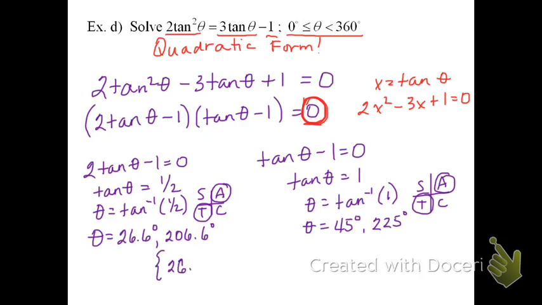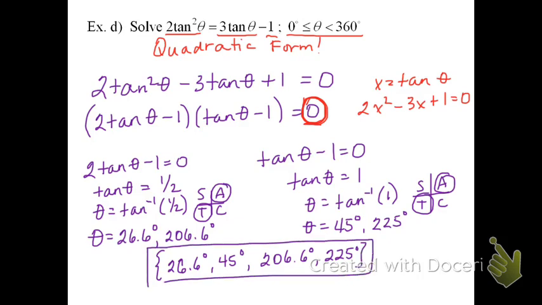We'll write our answers in our set notation here from least to greatest, and you have just solved a trig equation in quadratic form where we had to use a little bit of factoring. Now, what do you guys think you might have to use if we couldn't factor that quadratic form? Think about that. I'm going to ask you for the answer when I see you next time.